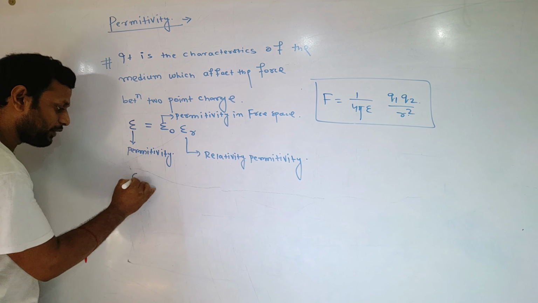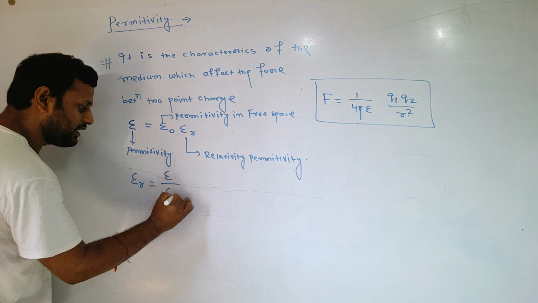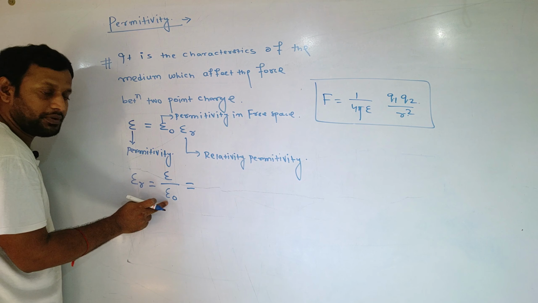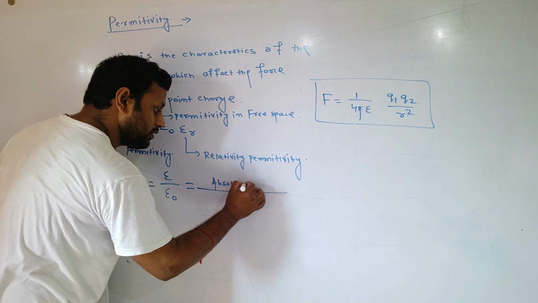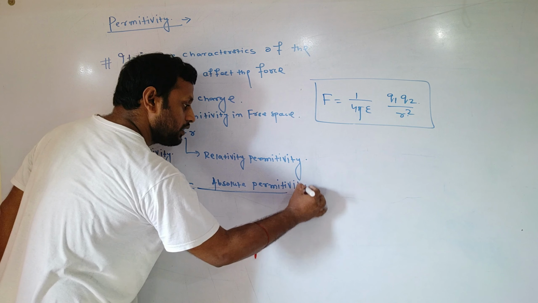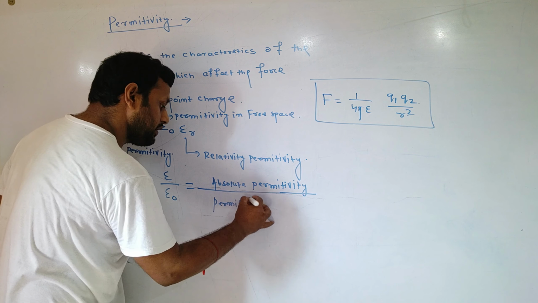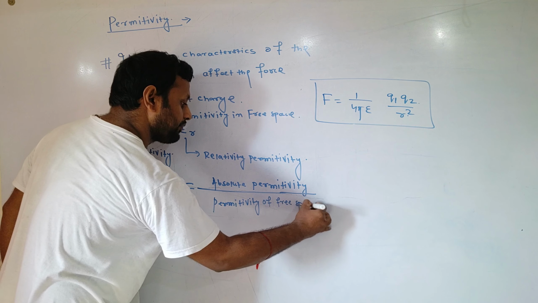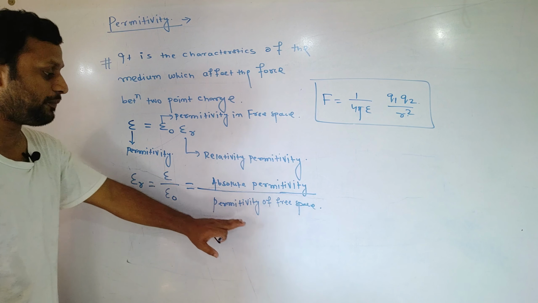Now if I ask what is relative permittivity, it is a unitless, dimensionless quantity. So relative permittivity becomes epsilon by epsilon 0. It is the ratio of absolute permittivity to permittivity of the free space. Epsilon r is the absolute permittivity divided by permittivity of the free space.